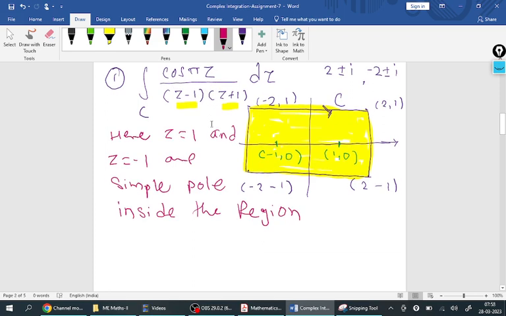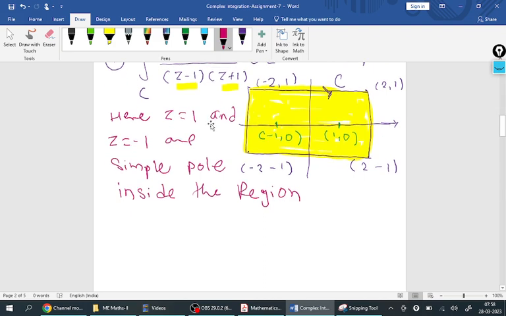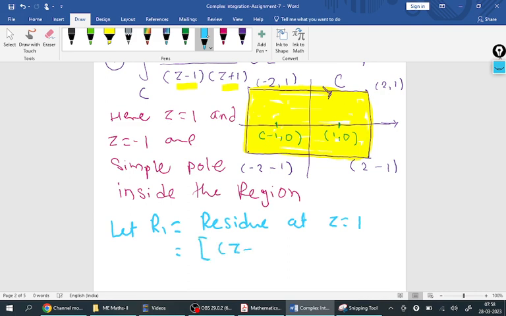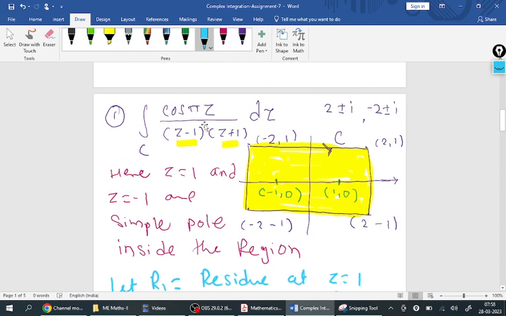To get that integral, the first way I will show you is by the residue theorem. I will take the first residue. Let R1 be the residue at z equal to 1. Remember, 1 upon n minus 1 factorial, which is 0 factorial, is 1. n minus 1 means the 0th derivative. So we are left with only z minus 1 into f(z) at z equal to 1. So this is our entire f(z), the complete integrand.